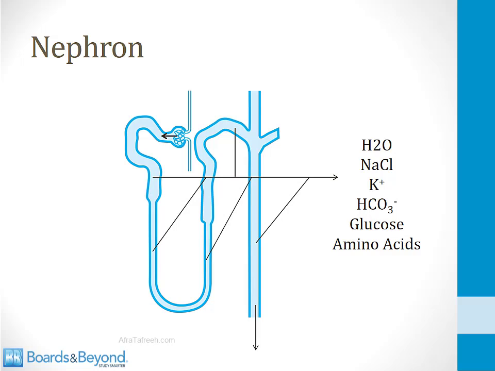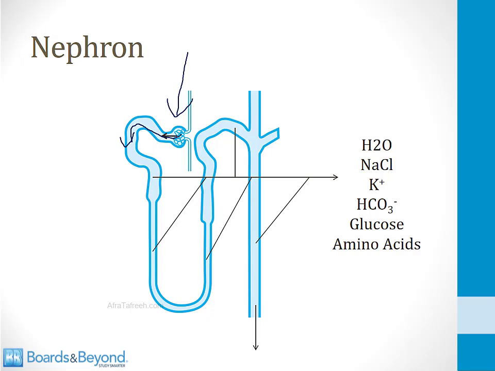And the first basic principle of how the nephron works that you need to understand is that the nephron filters a lot more stuff than it wants to excrete in the urine. So blood comes into the nephron here at the glomerulus, and lots of things, water and other solutes, are filtered that the body actually wants to hold on to.